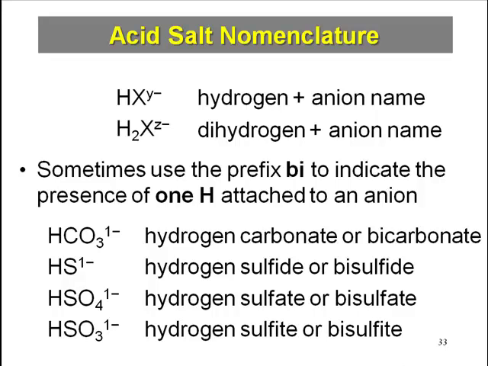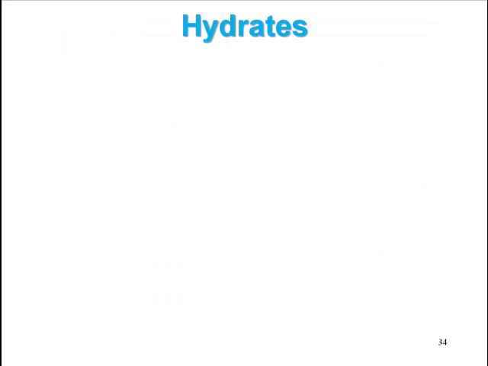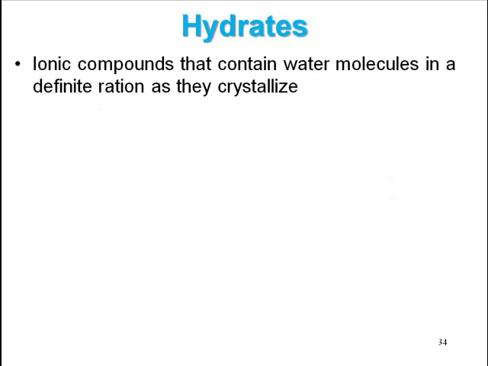Now, HSO3, same thing. The name of it is hydrogen sulfite or bisulfite. Now, the last class of compounds are called hydrates. Most often, this is how ionic compounds are found in nature. These are ionic compounds that contain water molecules in a definite ratio as they crystallize.